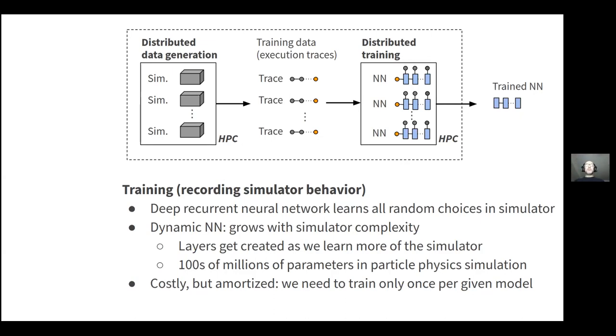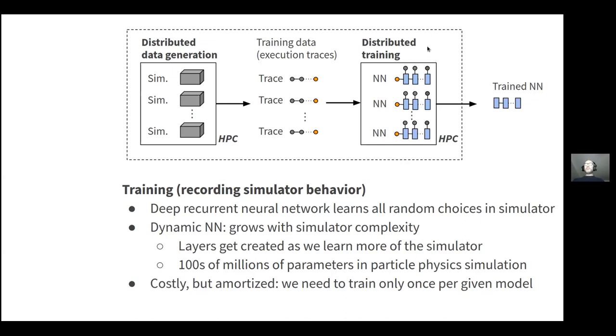These things can be millions of executions. So this is basically a recording of your simulator's behavior. And the more you record, the more you capture about the stochastic behavior and the variance and the range of things you can expect from the simulator code base. Once you have the data set, you can do the training phase.